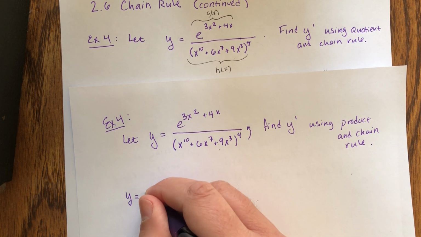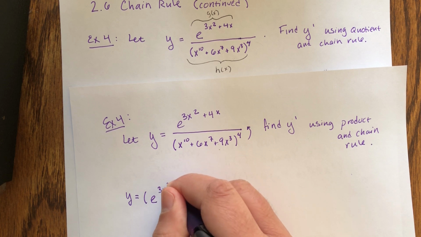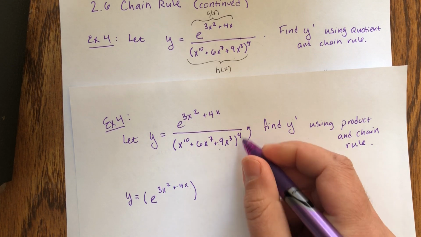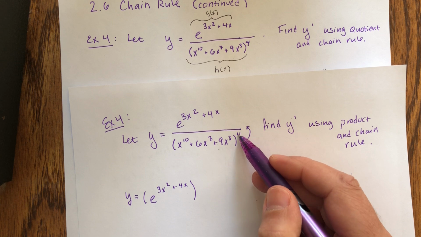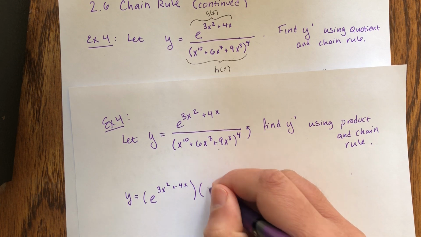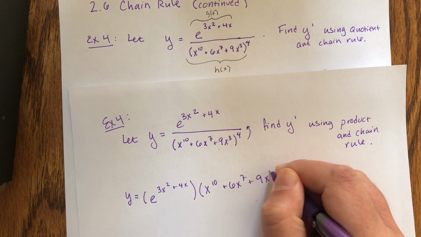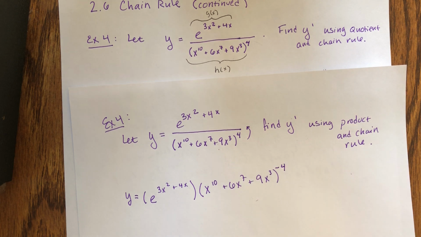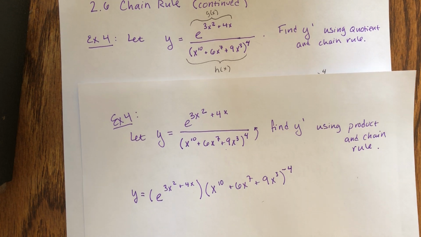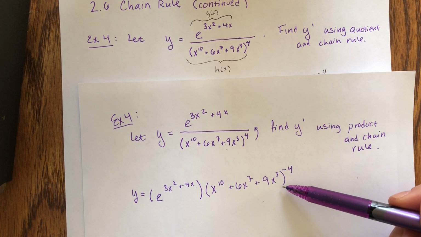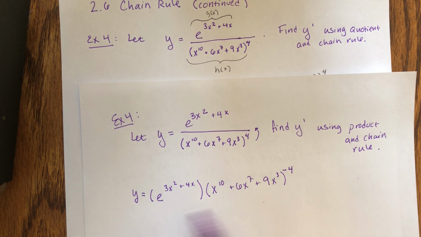So I can rewrite this as my numerator, e to the 3x squared plus 4x, times the denominator raised to the negative 4 power instead of the positive 4 power. x to the 10 plus 6x to the 7 plus 9x cubed raised to the negative 4 power. Do we hopefully agree that this function is equal to this function? It's the same function, I've just rewritten it without the fraction. And so we can see now that this is easy enough to do the derivative of using the product rule because it's a product of two differentiable functions.